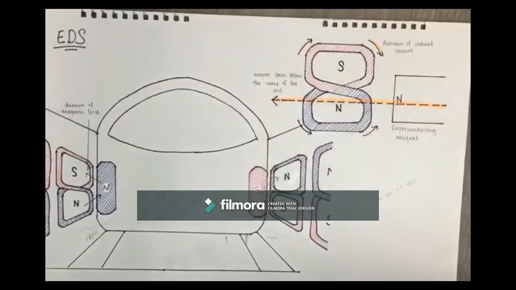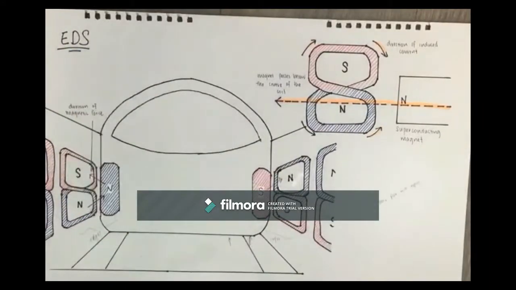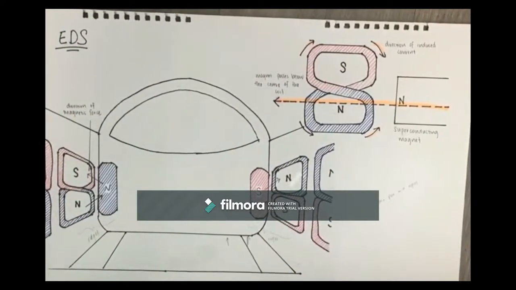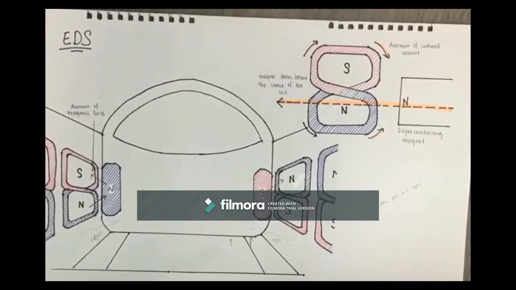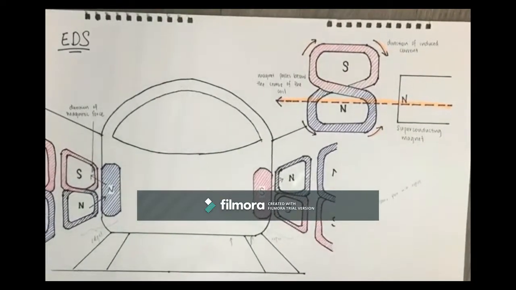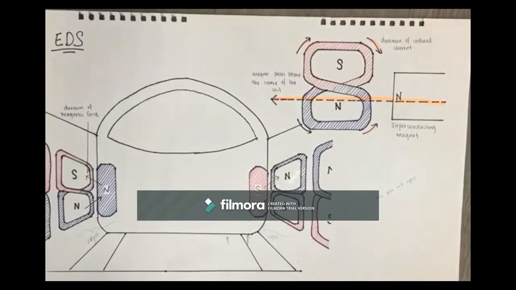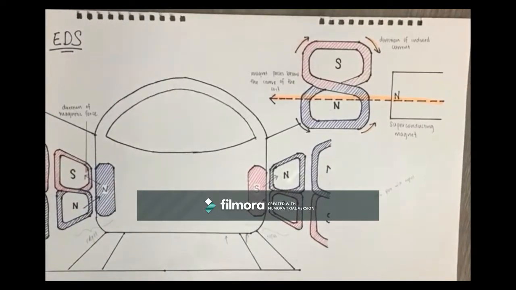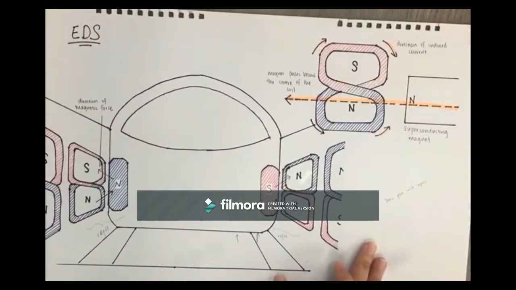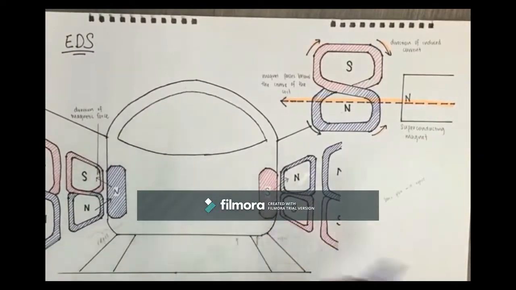Hello everyone! Today I'm going to talk about electrodynamic suspension. When a magnet moves inside a conductor, the magnetic field inside the conductor will change and a current will be induced. The induced current in turn generates a magnetic field which, according to Lenz's law, tends to resist the change that caused the induction. The method of electrodynamic suspension utilizes the principle of electromagnetic induction.